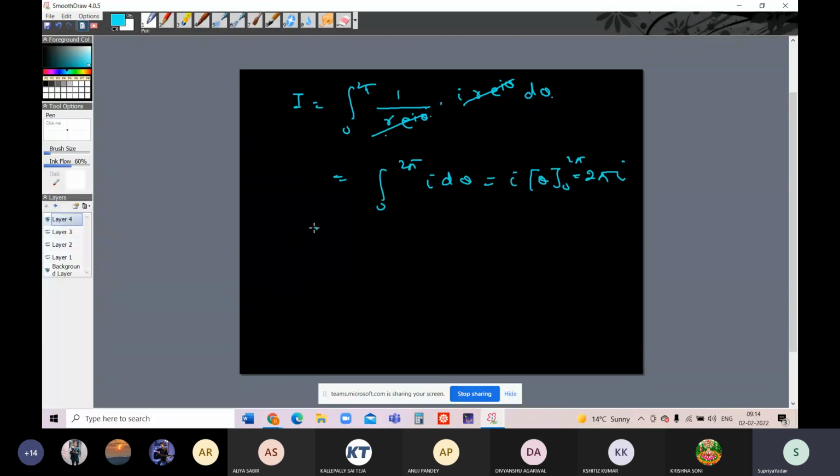So the value of the integral along the curve C, where C is a circle of radius r, of this function z^n dz will be 0 when n is not equal to -1, and its value is 2 pi i when n is equal to -1. So this will be the value of this integral here.